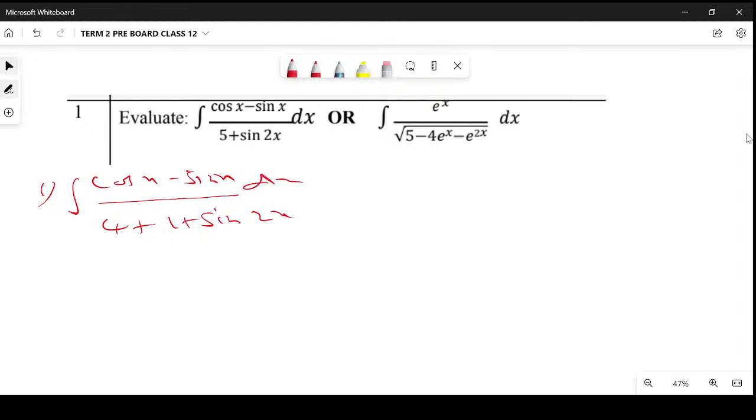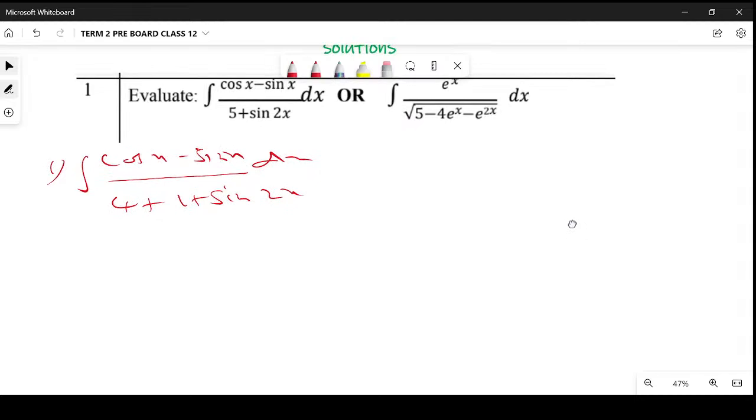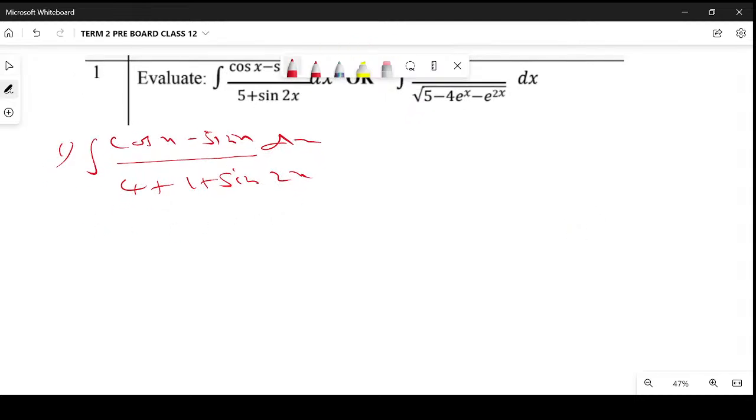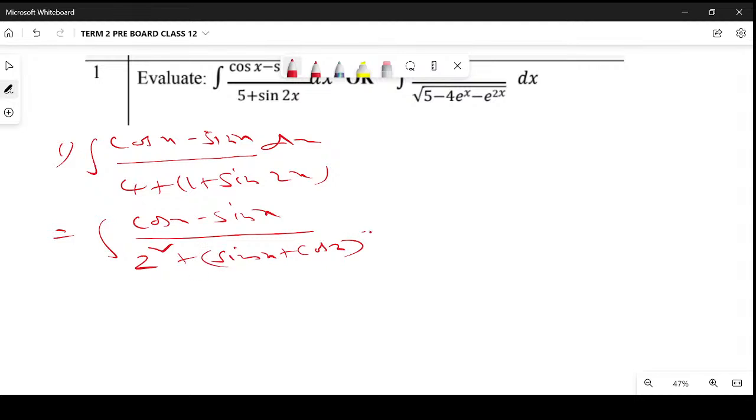See this problem: cos x minus sin x by 4 plus 1 plus sin 2x. Think about 1 plus sin 2x. I can write 4 as 2 square, and 1 plus sin 2x as sin x plus cos x whole square. When you expand sin x plus cos x whole square, a square plus b square gives 1, and 2ab gives sin 2x. So we can write integral of cos x minus sin x by 2 square plus sin x plus cos x whole square dx.